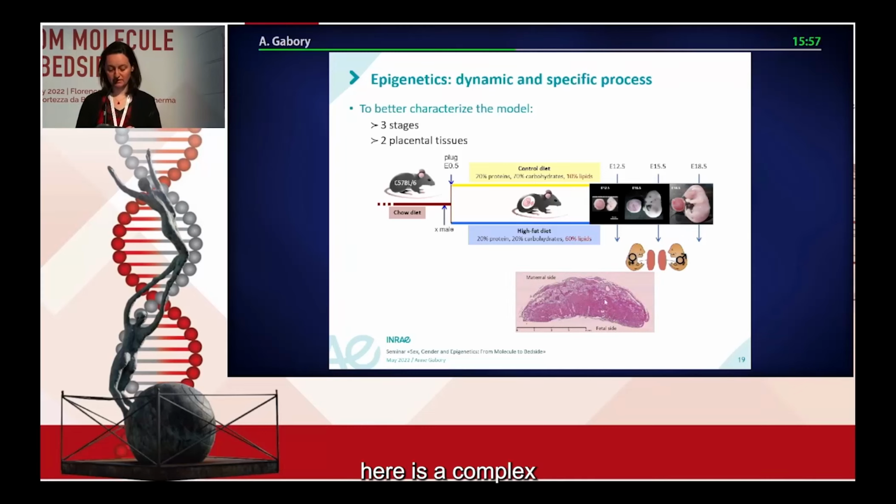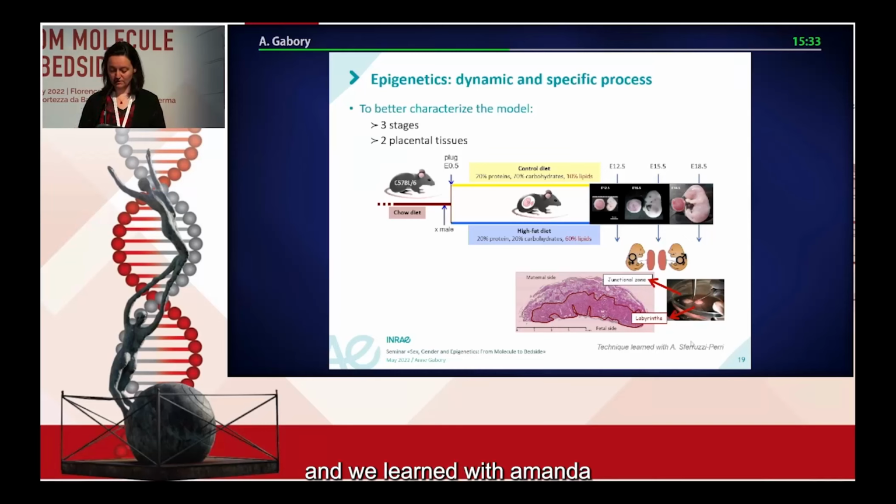Also, the placenta here is a complex tissue with two different major layers, which are called the labyrinth and the junctional zone, which do not have the same function. The labyrinth is the place where there is the exchange of blood, and the junctional zone is more associated with the storage of energy and secretion of hormones. We learned with Amanda Sferruzzi-Perri to dissect the two parts of the placenta under the binocular loupe. It's actually really easy to do. And we did our experiments in both layers separately.